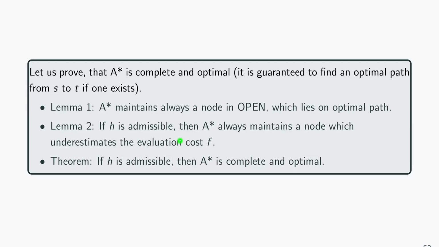So the first statement that we're trying to show is that A star always keeps a node in the open set or priority queue which is on the optimal path. Then the second statement is that we use that H is admissible, and then that we have this true underestimate of the cost F. And then we use those 2 statements at the end to finally show that we have completeness and optimality.